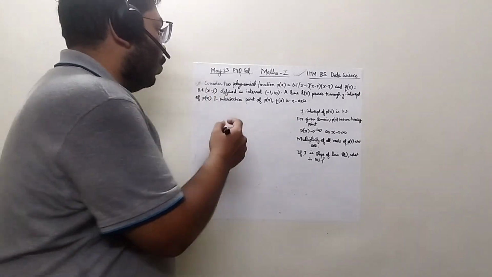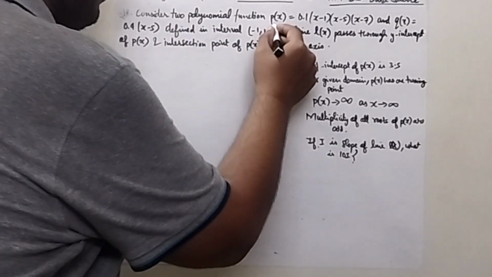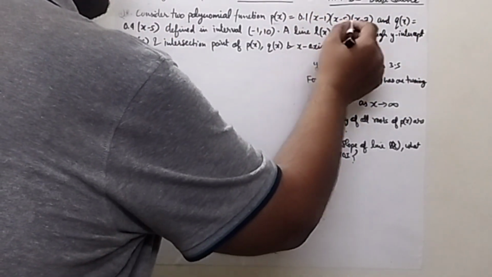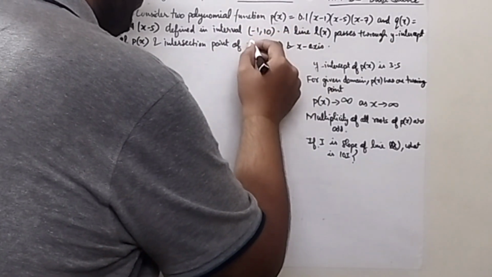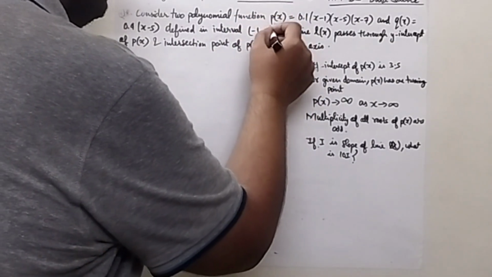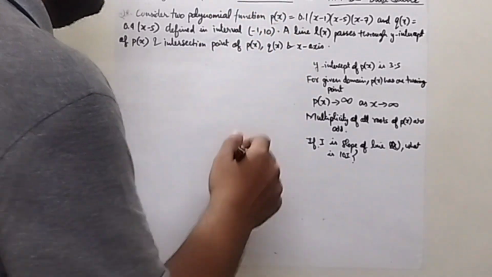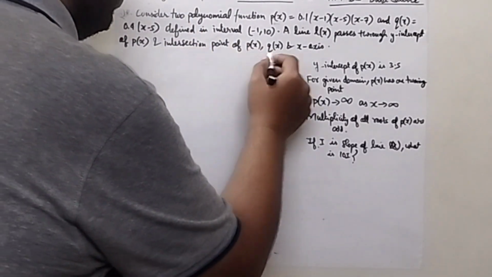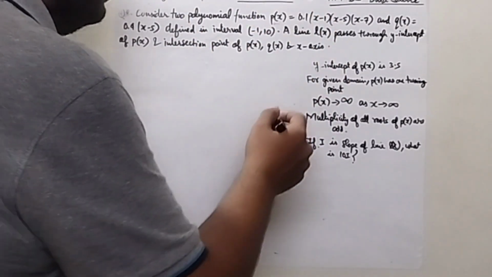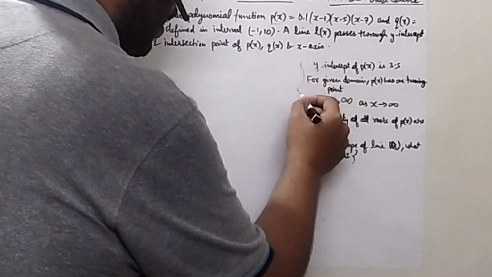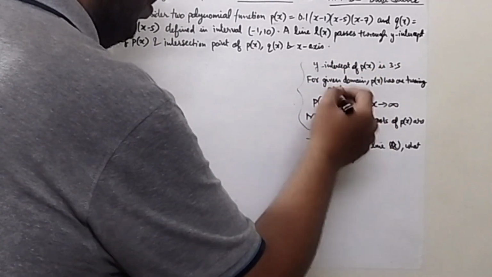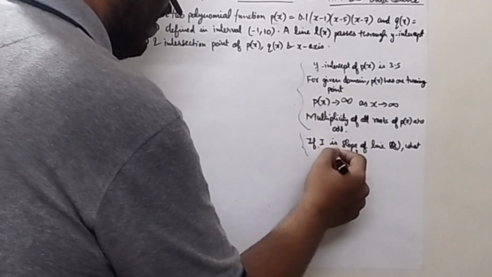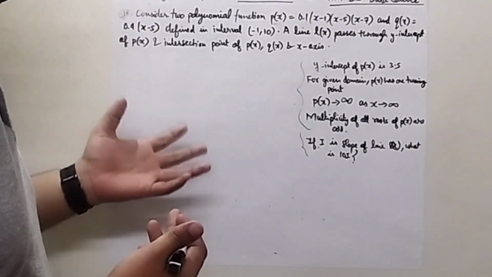So let's see. Two polynomial functions are given, p of x and q of x, in this form, and the interval on which they are defined is -1 to 10, with open brackets, so the endpoints are exclusive. One line L of x passes through the y-intercept of p of x and the intersection point of p of x and q of x, and these questions are asked. We have to determine which of these statements are true, and at the end we have to determine the value of the slope of the line. So let's see how we can solve this question.